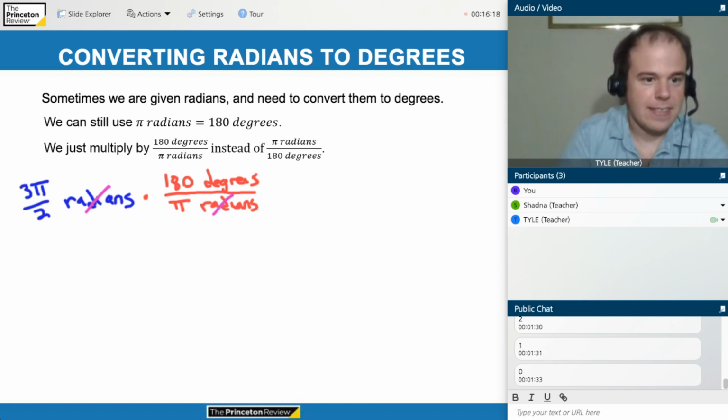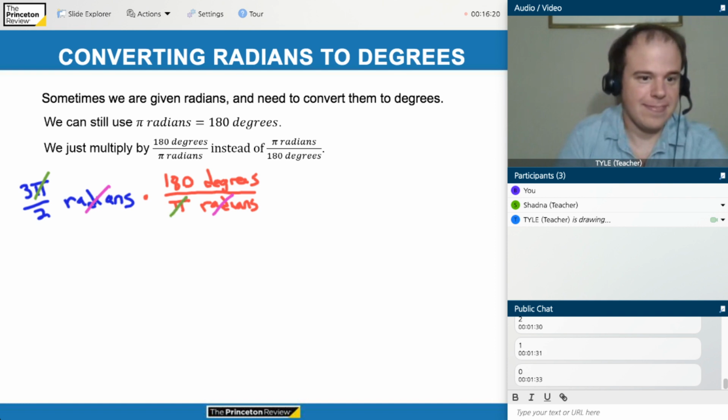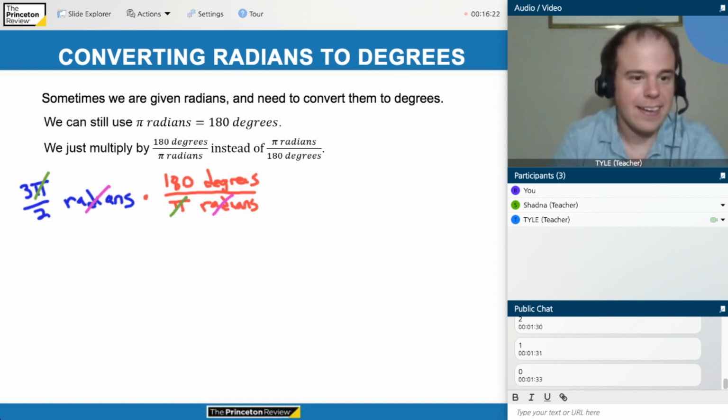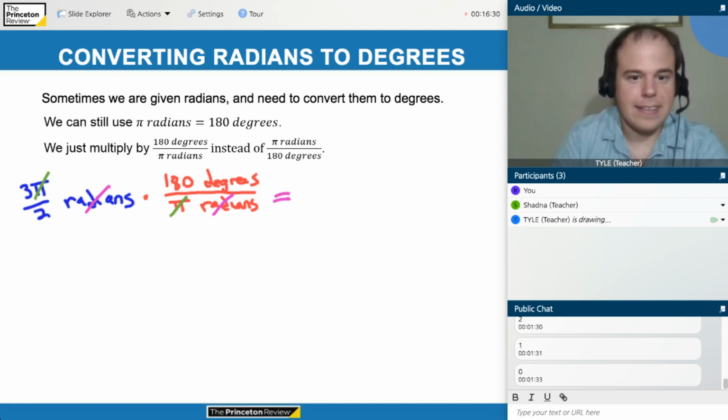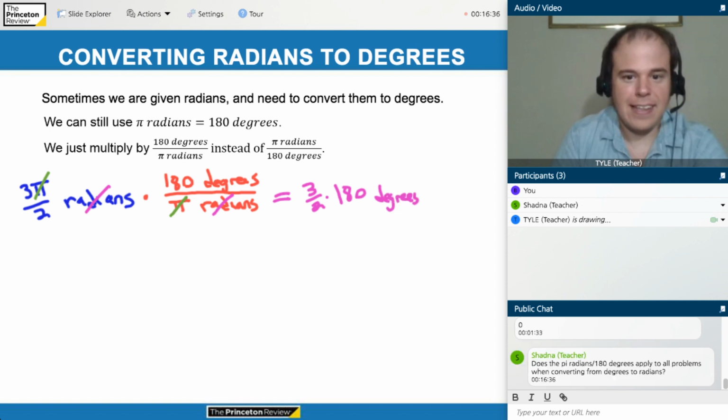And so do the pi's, from the numerator and denominator. So now I just have 3/2 of 180. And so this is 3/2 times 180 degrees. And 3/2 of 180 is 270 degrees.